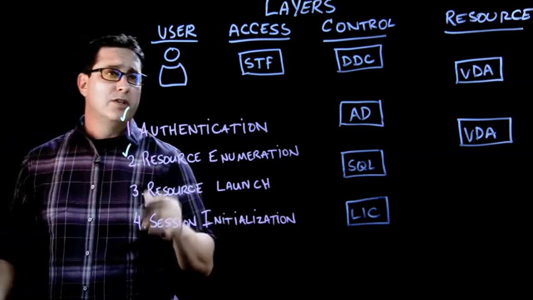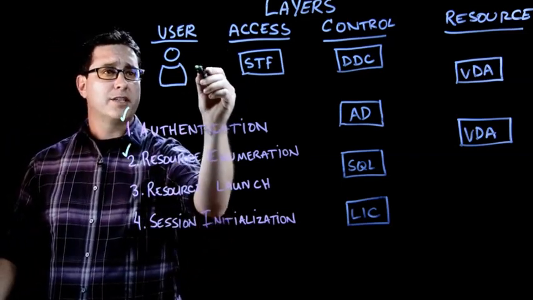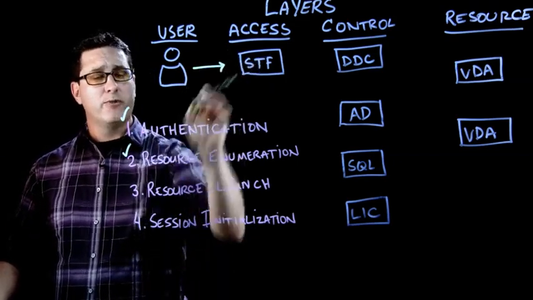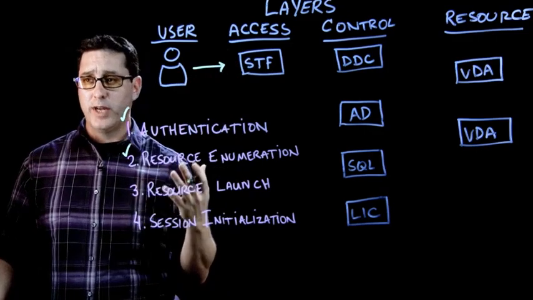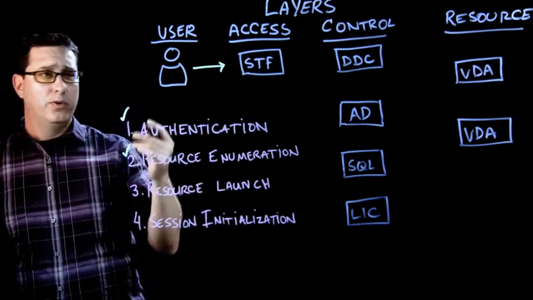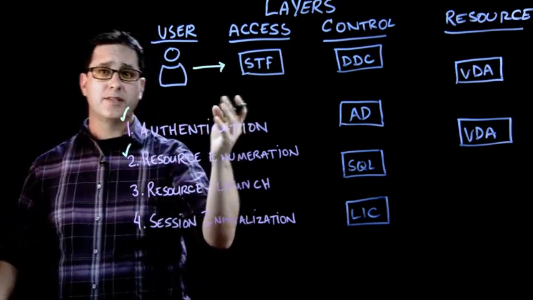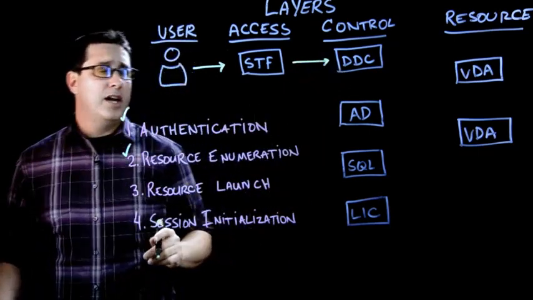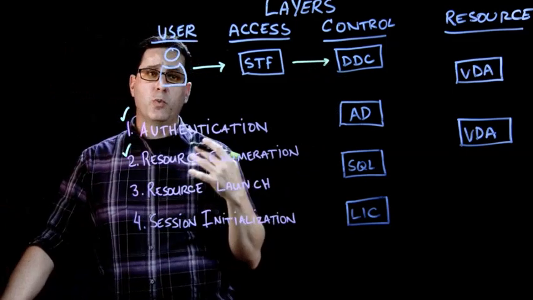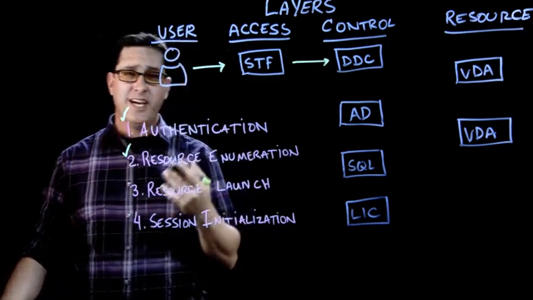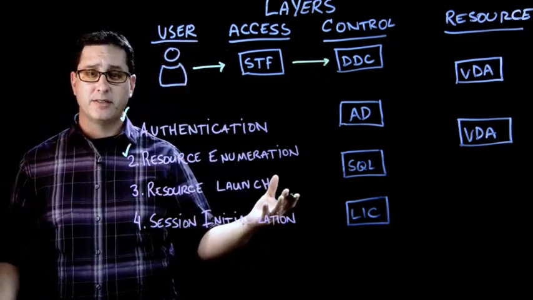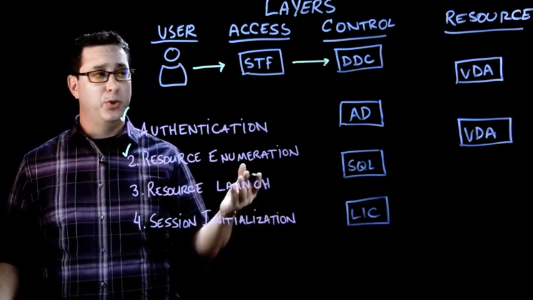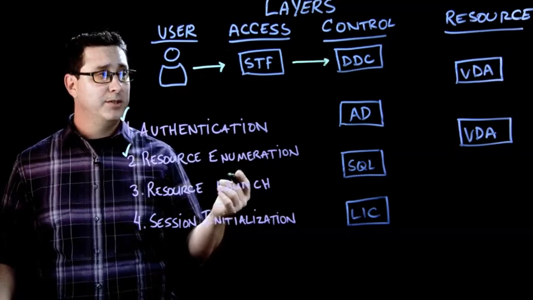Right? So the user goes ahead and clicks an app, and this signifies to Storefront that it's time for a launch request to start. So Storefront takes that request and forwards it to the delivery controller. And now the DDC knows what the resource wants to launch, but it doesn't yet know which VDA is best suited to service this request.